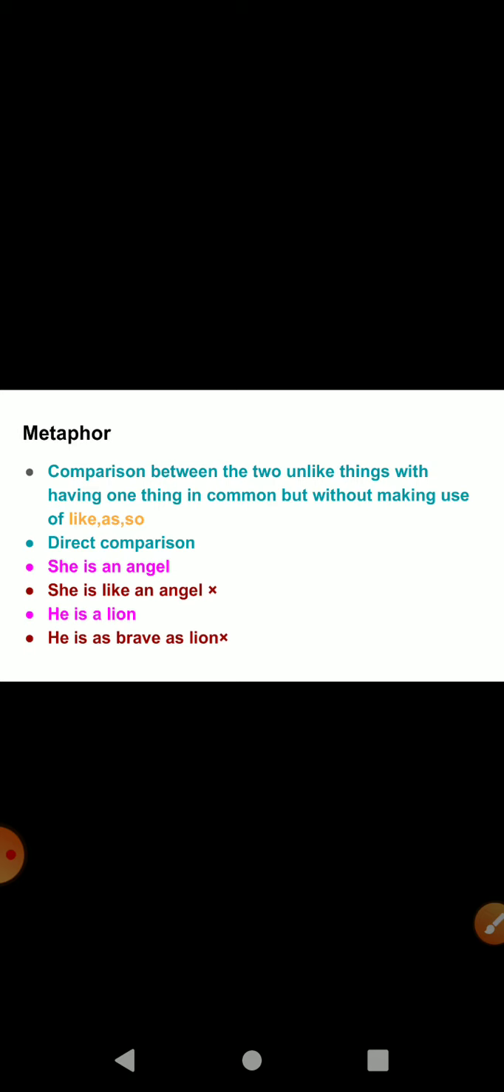But we do not use "like" or "as" or "so". So direct comparison is made without making use of them. So you have to be careful that in both cases we compare two unlike things. They have one thing in common, but in simile we make use of "like" and "as", but in metaphor we make direct comparison without making use of "like" or "as".